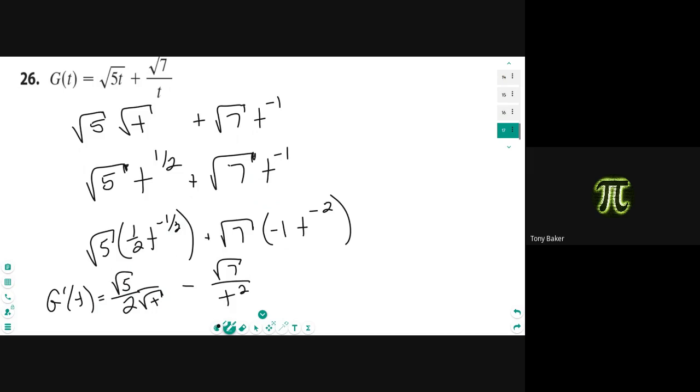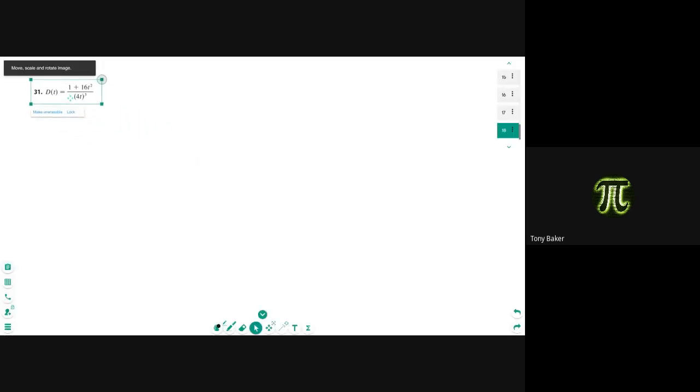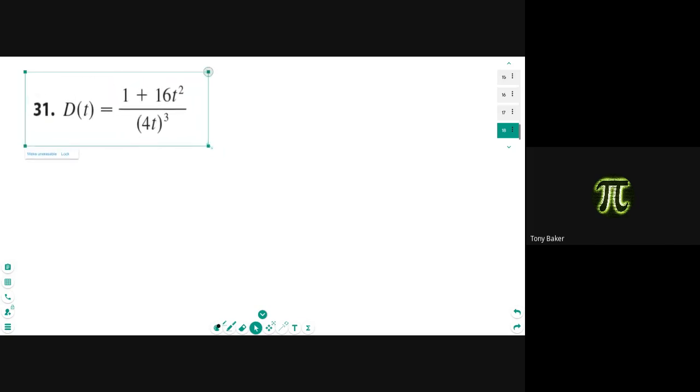I'm not that worried about that at this point, because there are actually some situations where you'd want to take that and change it back to 5 over 4t, depending on what you want to do with it afterwards. So I wouldn't worry about rationalizing it at the moment. All right, I won't give you another one with square roots. Try this one.